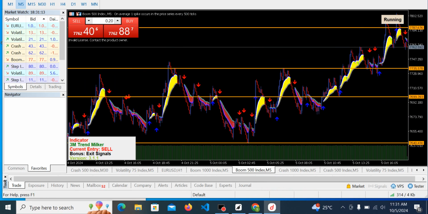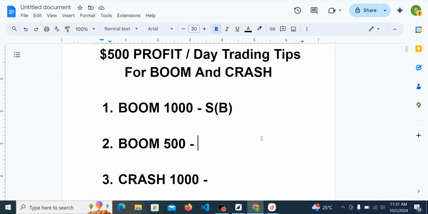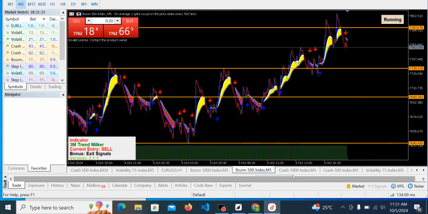This is Boom 500, and of course guys, still on the 5-minute time frame. This actually went on an uptrend, but it has gotten to this resistance zone. It has not been able to break out from there, so right now it's going back on a downtrend, and of course we should be expecting more of a selling opportunity than a buying opportunity. Let's check out Crash 1000 right now.